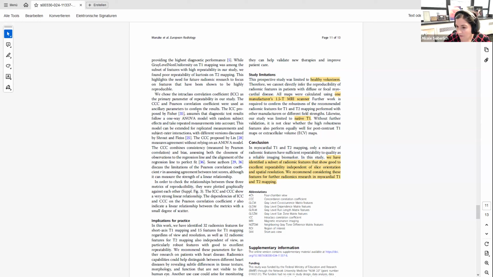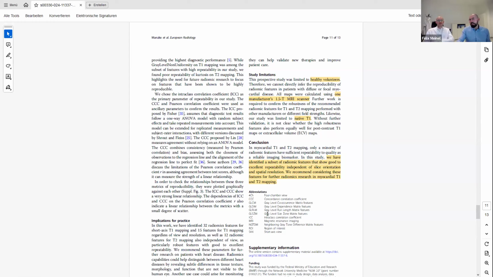Got it. We have another question. So the commenter says, great paper. I'm a little surprised that there was any difference in reproducibility of the shape features between T1 and T2 maps, given that these features are more dependent on the segmentation rather than on the gray values or parameters themselves. Any idea why this might be?